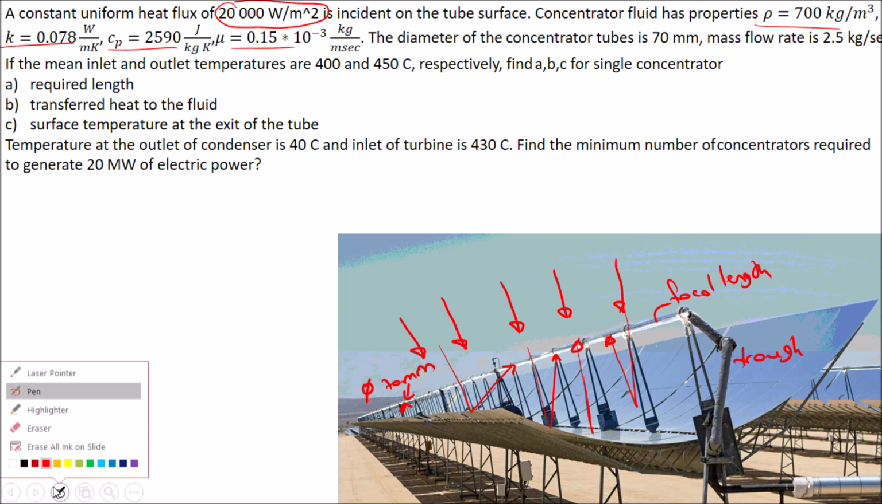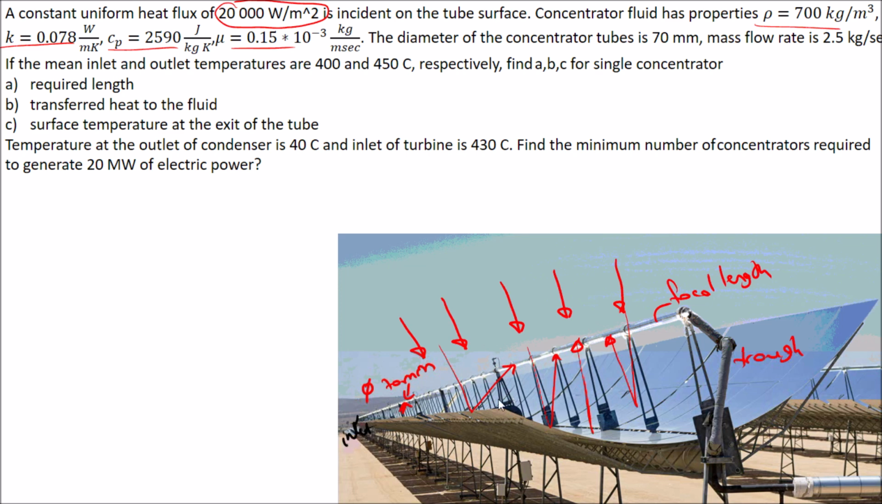If I say that this part is the inlet and this part is the outlet, then you will have the direction of the flow as this one, and the mass flow rate will be 2.5 kilograms per second. The mean inlet temperature is 400 degrees Celsius and the outlet temperature is 450 degrees Celsius. Find the required length for this temperature change, the amount of heat transferred to the fluid, and the surface temperature of the tube, which is the second part.